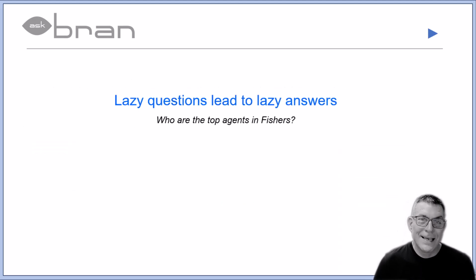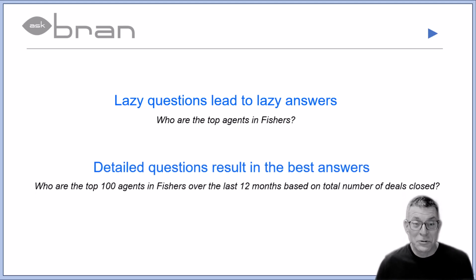I always like to say, whether you're using any AI, ChatGPT or Gemini or Claude or Perplexity, lazy questions typically lead to lazy answers. So for example, who are the top agents in Fishers? I would consider that a lazy question. A better question might be, who are the top 100 agents in Fishers over the last 12 months based on the total number of deals closed? That's going to give you a much better answer.